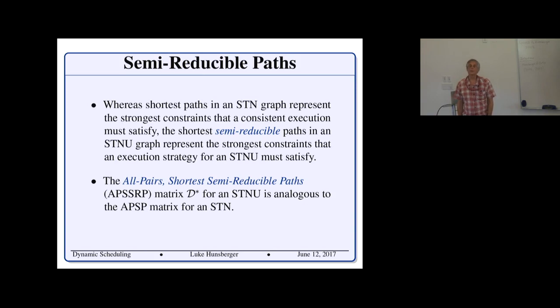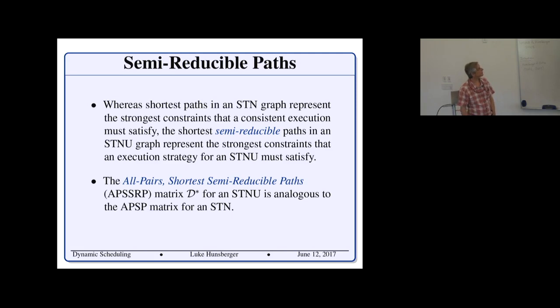Okay, so how do we figure out what's the analogy to a distance matrix for an STNU? Or, you know, these negative loops that we saw in STN graphs that were so important. Well, the corresponding thing in an STNU is what's called a semi-reducible path. And I'll tell you what a semi-reducible path is. But if you think about an STN graph, the strongest constraints were those shortest paths. In an STNU graph, there's a corresponding kind of path. It's not every path, but there's a corresponding kind of path called a semi-reducible path. And those paths correspond to the strongest constraints that any dynamic strategy must satisfy for an STNU.